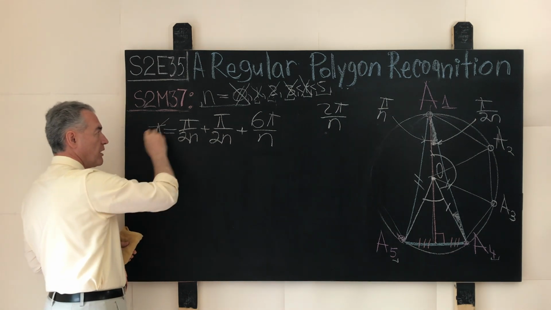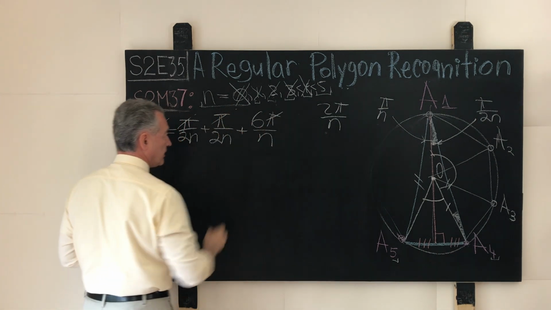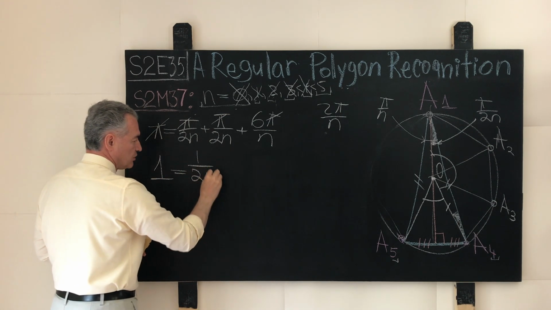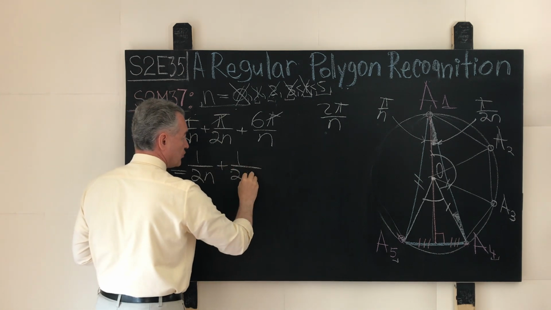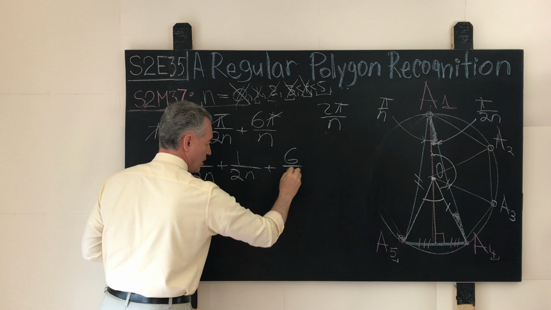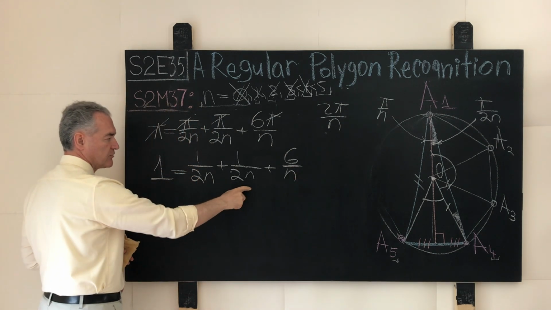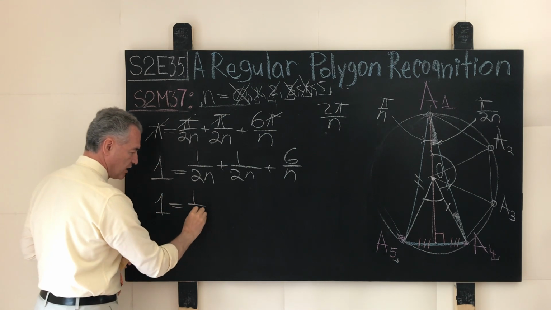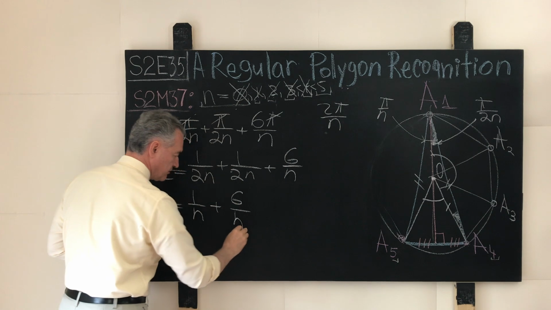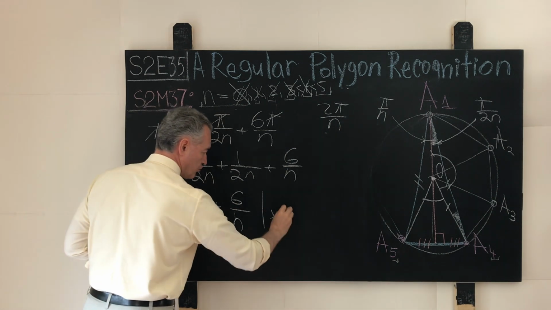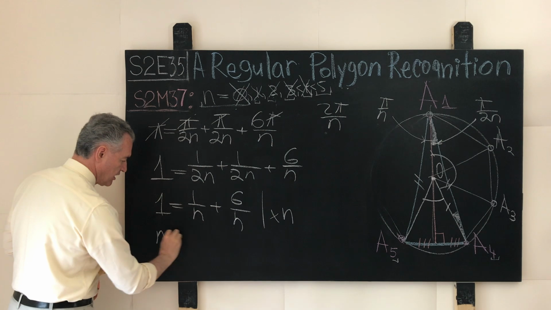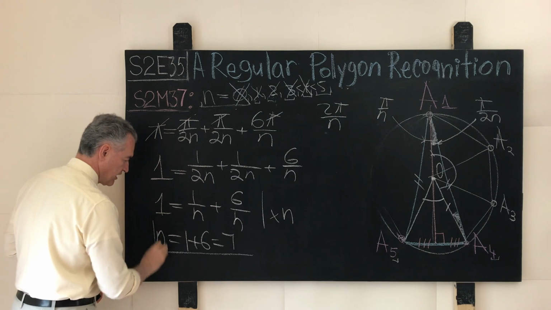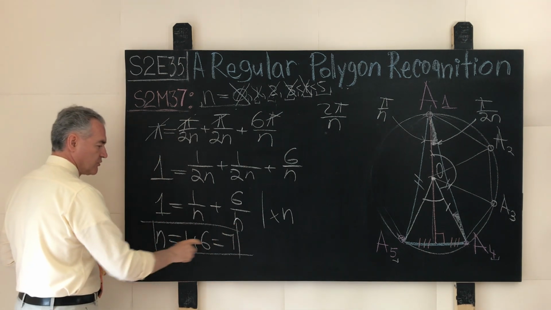And what do we have here? Pi is canceled out. We have 1 equals 1 over 2n plus 1 over 2n plus 6 over n. 1 over 2n plus 1 over 2n will be 1 over n, so 1 equals 1 over n plus 6 over n. Multiply this equation through by n uniformly. What do we have? n equals 1 plus 6, equal to 7. The answer is one and the same: n equal to 7.